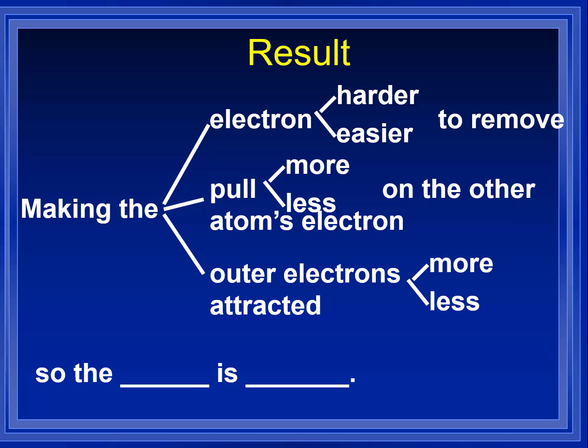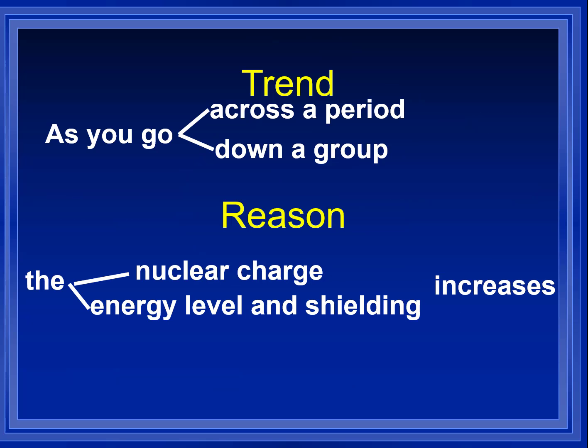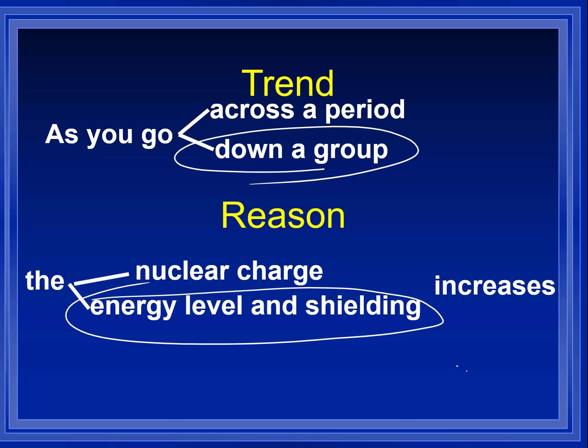So what do I mean by all of it stems from the first choice? Well, let's try it for the group trend in ionization energy. What would our explanation be? Tell me what the group trend is and explain it. I want the group trend in ionization energy, so it's going to be down a group. As you go down a group, the nuclear, no, it's not about nuclear charge, is it? Group is about energy levels. The energy level and shielding increases.